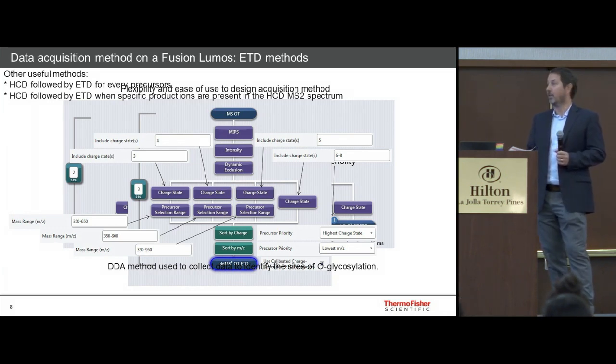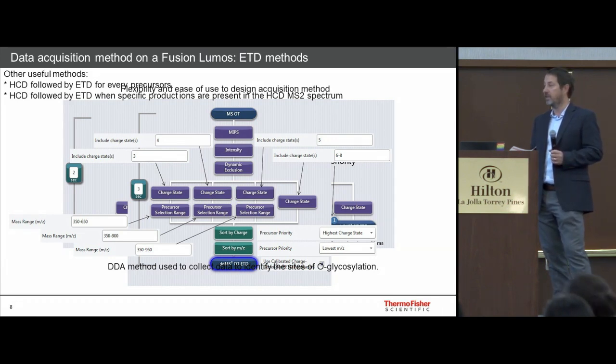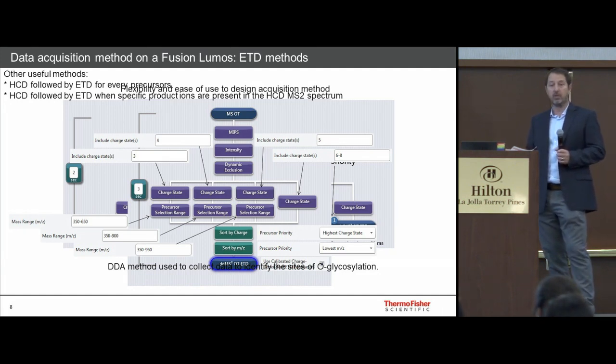So in that example, for every charge state, I define a mass range, and when I do the DDA, I say first pick the highest charge state and the lowest m/z. And in that case, I use the calibrated ETD reaction time. So you can define the one you want, or you could use what you did during your calibration with angiotensin.